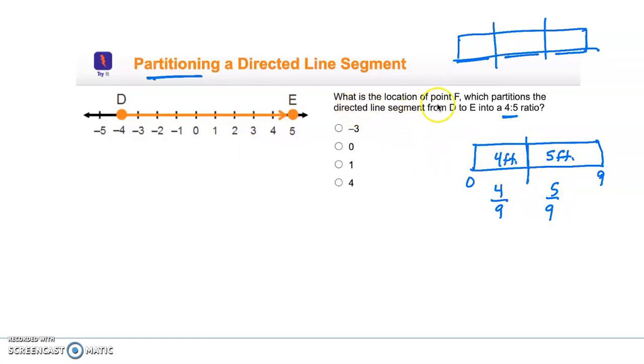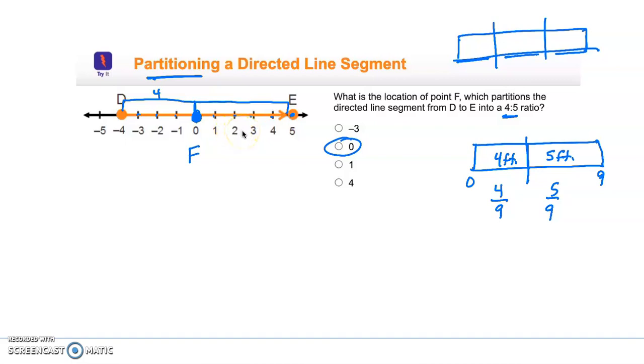In this case, what is the location of point F? We're going to find a new point that partitions the directed segment into a 4 to 5 ratio. D is at -4 and E is at 5. This is pretty simple because there are 9 sections, 1, 2, 3, 4, 5, 6, 7, 8, 9. The first section is 4, and the next section is 5. If we put a new point right there, we have a ratio of 4 to 5. So 0 would be our new point.